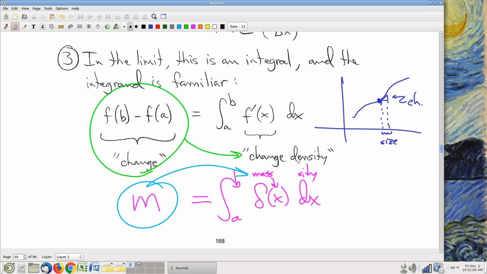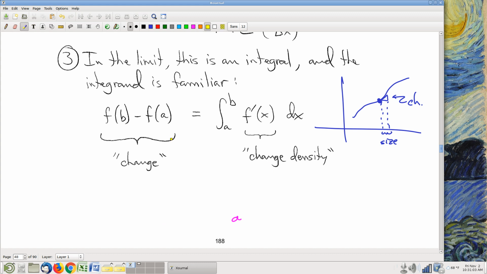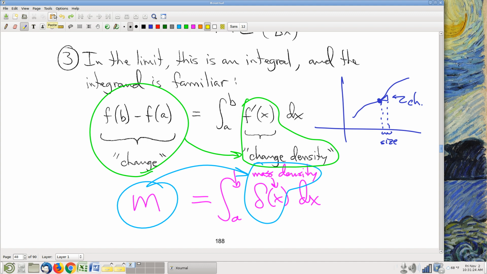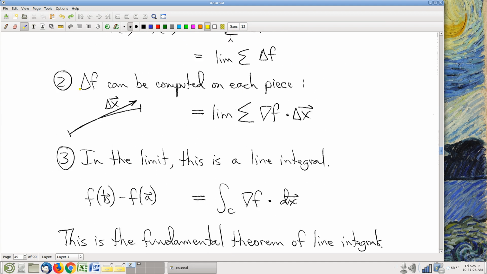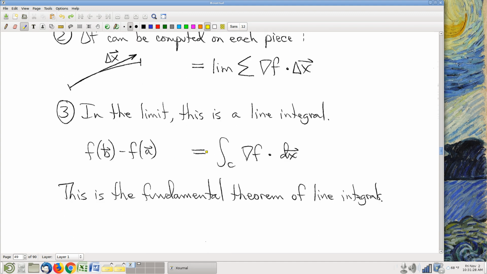The fundamental theorem of calculus, even though we derived it by thinking, hey, let's compute change, the reality is that we tend to use the result as a way of computing integrals. Likewise, here we're going to use this very often as a way of computing line integrals. Everybody on board? Yep.